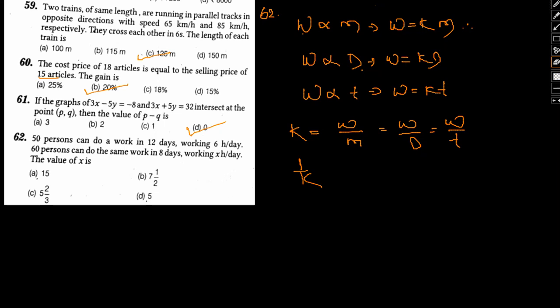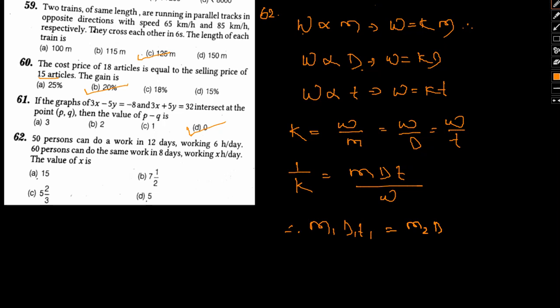So I hope this is clear to you. We can easily represent this, suppose I take 1 by K in this case, it will come out to be simply M D T. If I take a certain constant K, that should be equal to W. Therefore we can write the relation M1 D1 T1 equal to M2 D2 T2. Okay, so this is what we can write in these cases.